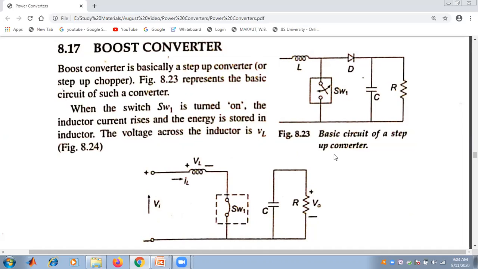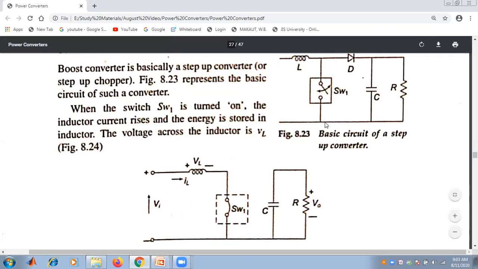Now I will come to the operation, how this circuit operates depending upon the switch being on and off. The circuit is a combination of inductor, diode, capacitor, resistance, and along with the switch SW1. This is the basic circuit diagram of the step up converter.